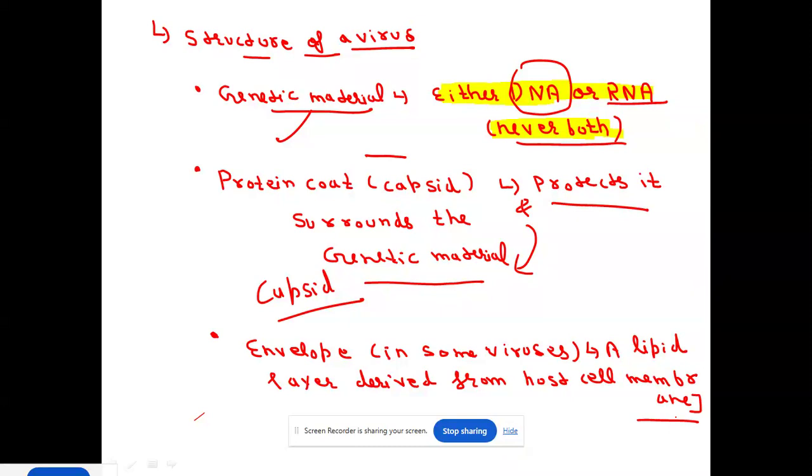Because the host is a living cell, so obviously it is having cells, and if cells are there, it means cell membrane is there. So this envelope, which is seen in some viruses, is basically the lipid layer derived from the host cell membranes, and again it is present in only some viruses. Clear? Understood?